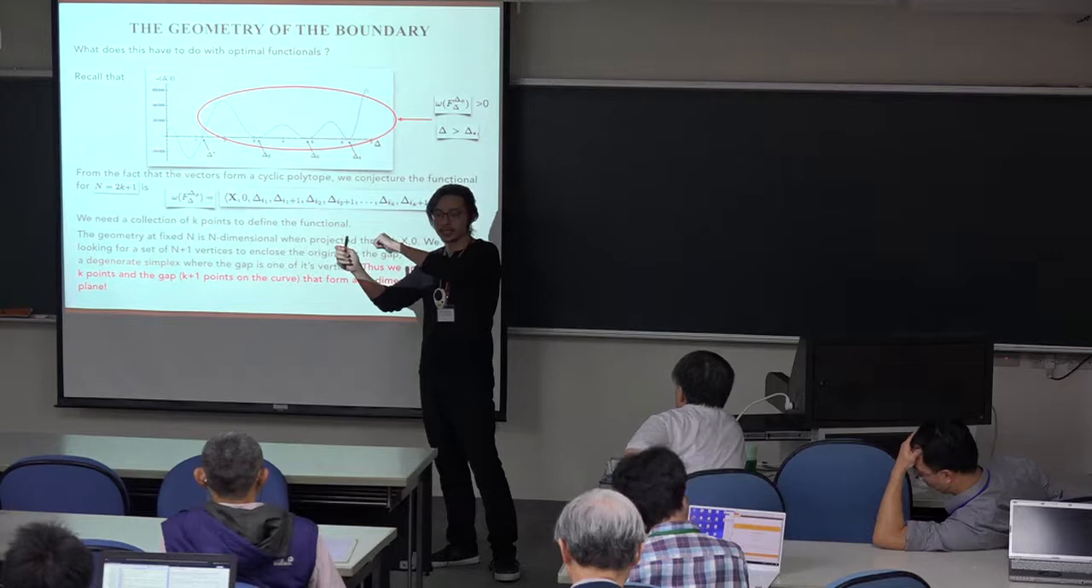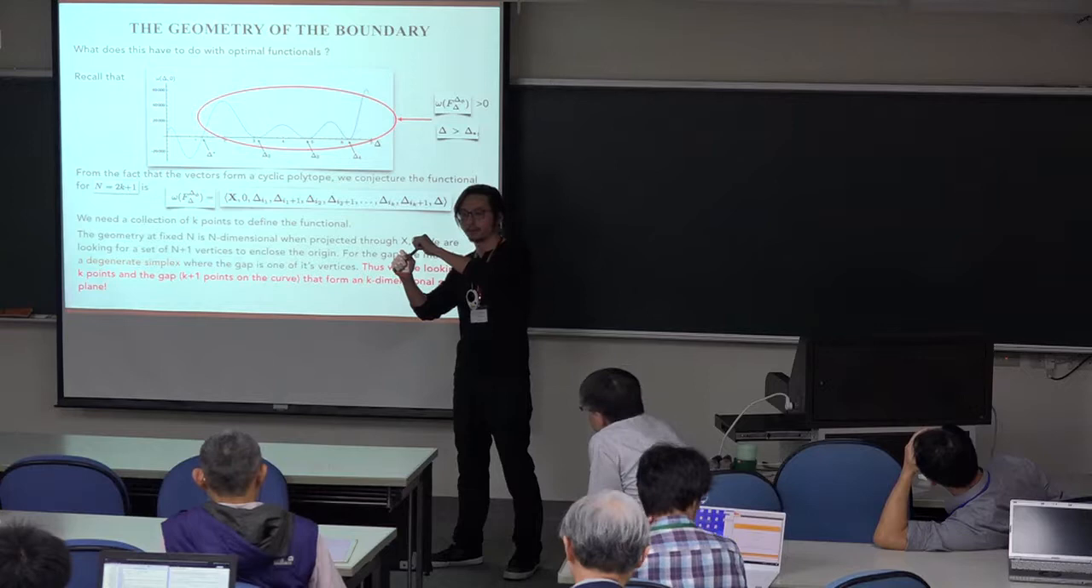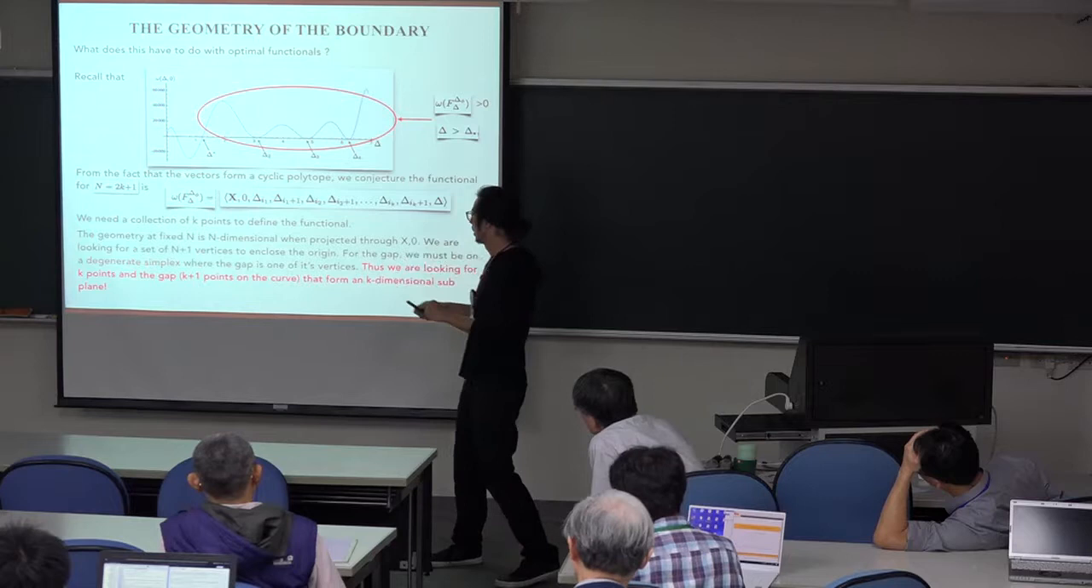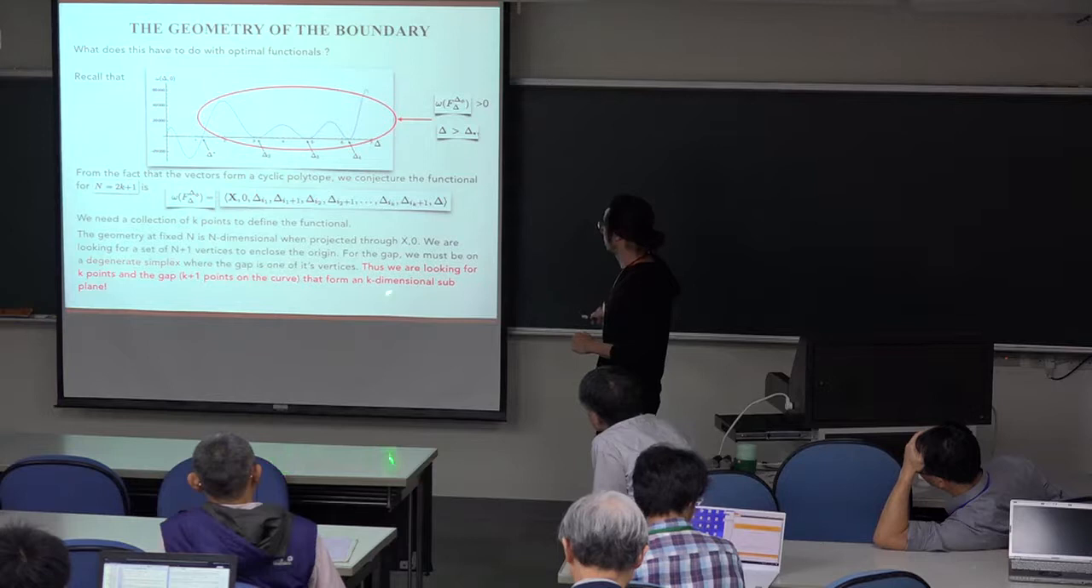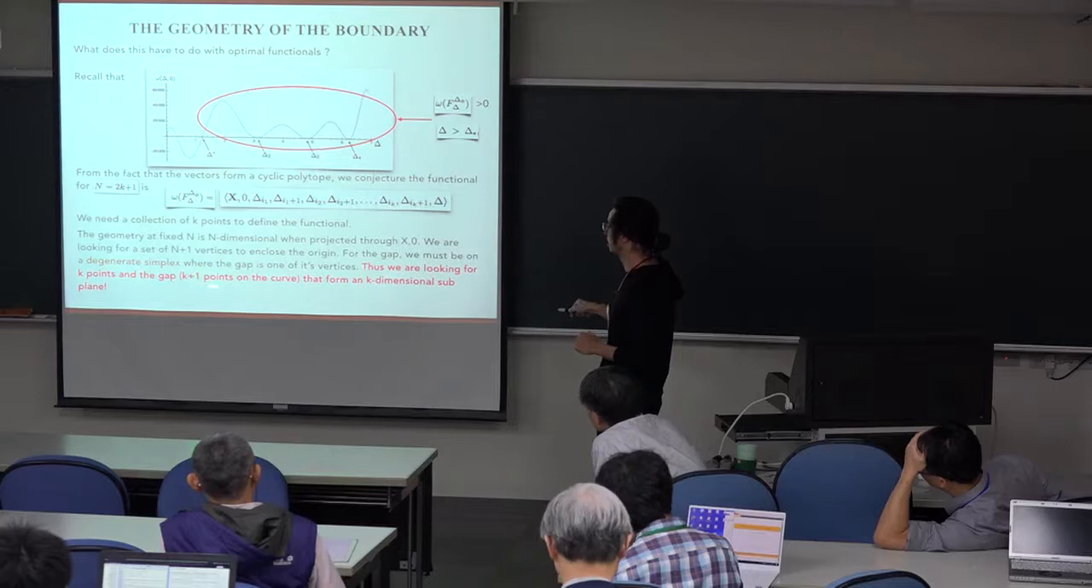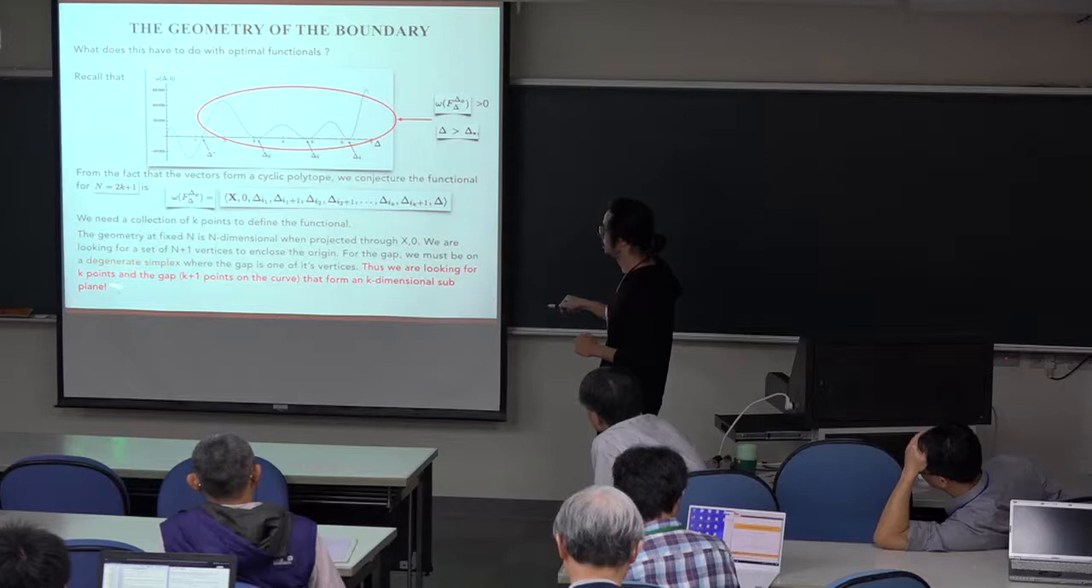Any small perturbation around the gap is going to throw you into an inconsistent spectrum. So that means that this simplex must be degenerate. Moreover, the gap must be on one of the vertices. So this must be a degenerate simplex where the gap is one of its vertices. Therefore, we are looking for k points and the gap, which forms k plus 1 points on the curve, to form a k-dimensional subplane that encloses the origin.